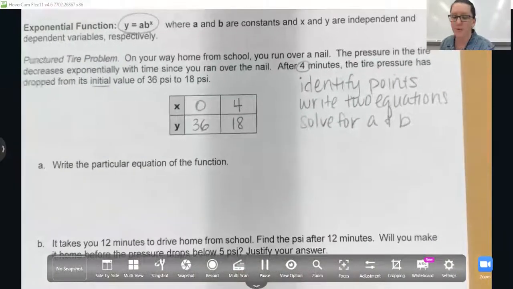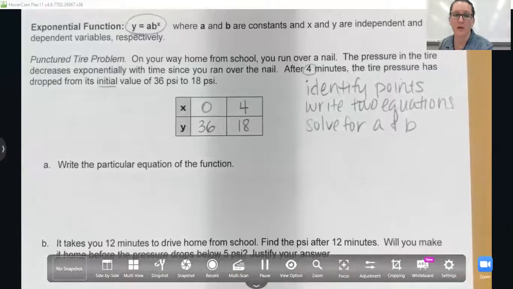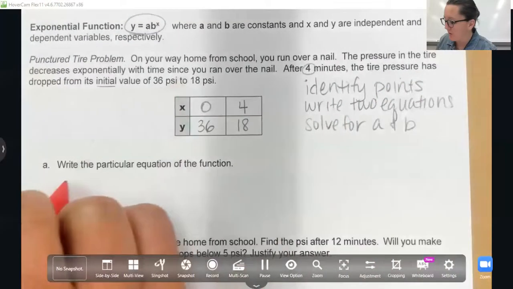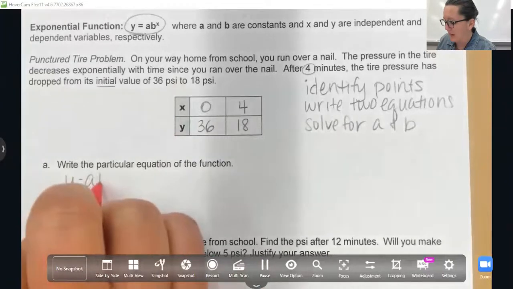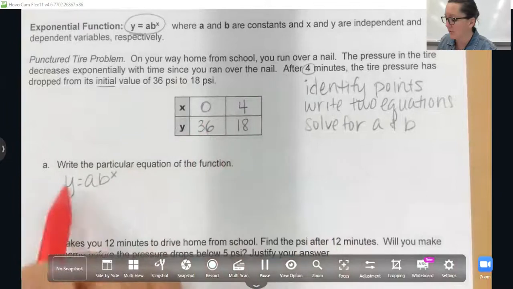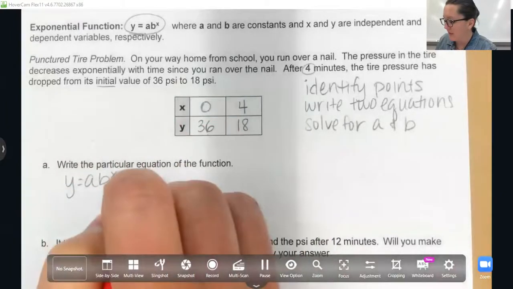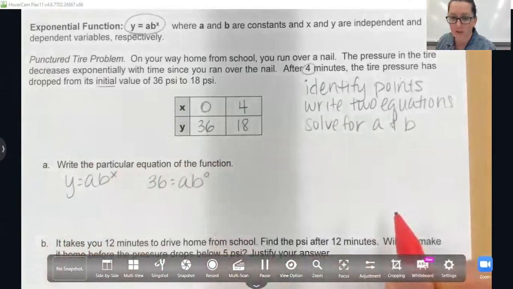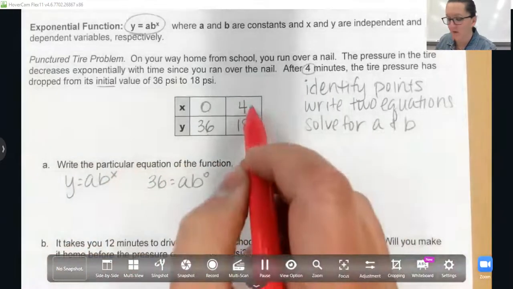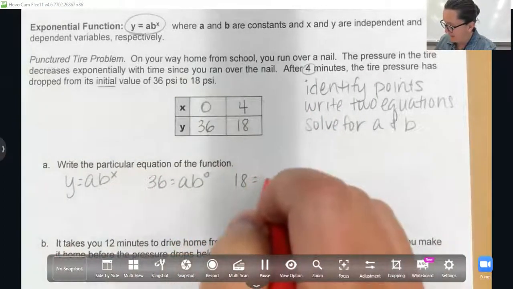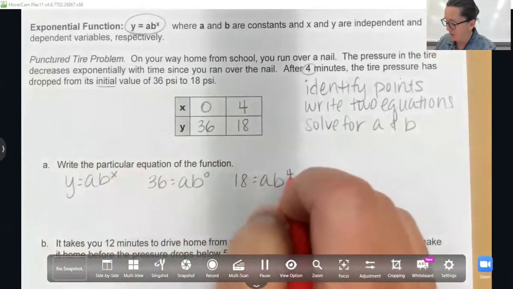So we're going to write the particular equation of the function. We identified our points, and we're going to write 2 equations. I'm going to use my model y equals a b to the x power. So we plug in 0 and 36 for x and y: 36 equals a b to the 0 power. And here's my second equation, involving this point here: 18 equals a b to the 4th power.